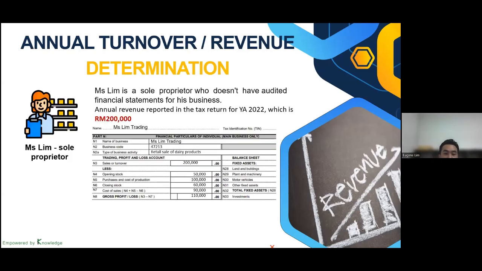So for those individuals, how are they going to know their turnover? You're going to look at this example. Sim is a sole proprietor. He doesn't have audited accounts. So the reference document will be based on the tax return form. You go for your Form B, the year 2022. Then you look at the sales turnover. Sales turnover over here is 200,000. So if your turnover is 200,000, then you're going to implement on next year, 1st July 2025. So this thing you need to take care.